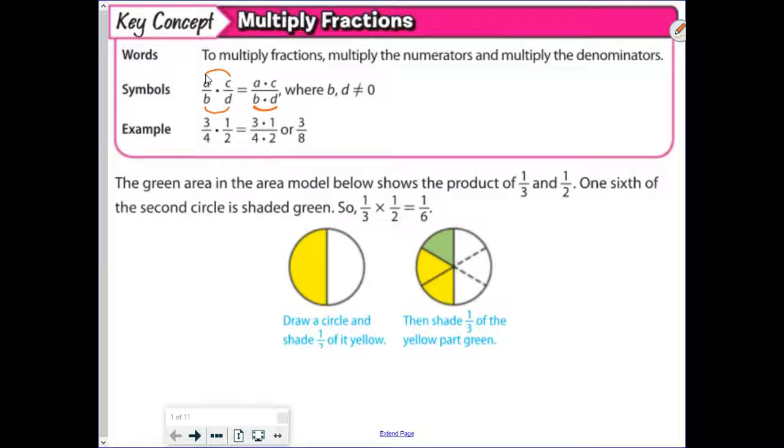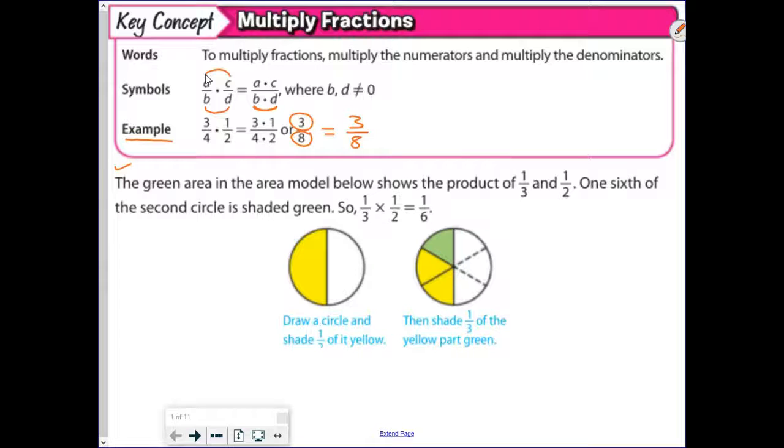So looking at the example, you would multiply 3 times 1, which gives you 3, and you'd multiply 4 times 2, which gives you 8. So you would end up with the fraction 3/8 when multiplying 3/4 times 1/2.